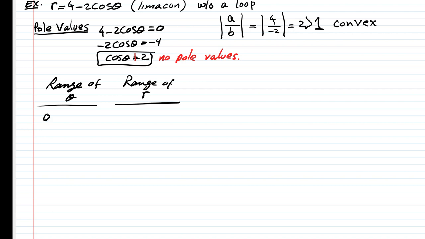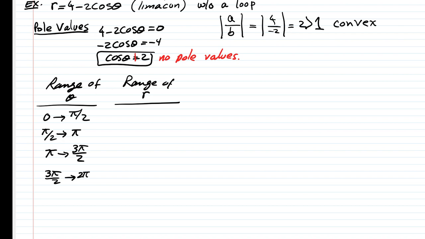And for range of theta, I go 0 to pi over 2. And again, for your limaçons, unless there's a loop, I'll do one with a loop later. But if your limaçon doesn't have a loop, you go every 90 degrees, the way I'm doing it. I'm going to go pi over 2 to pi, then pi to 3 pi over 2, and then 3 pi over 2 to 2 pi. Cardioids are the same thing, because cardioids are limaçons.